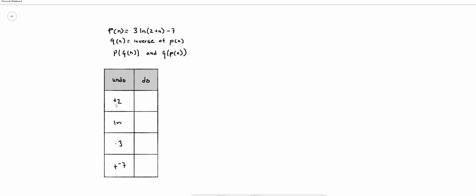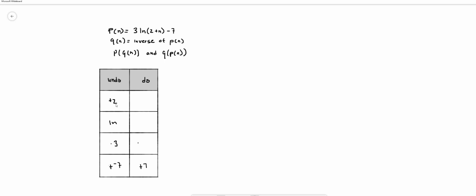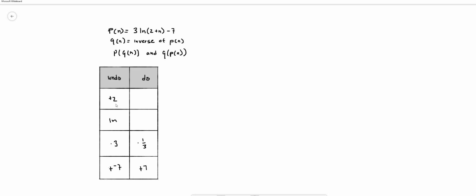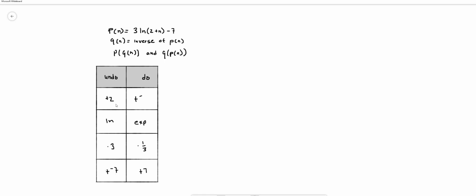Okay, so in reverse, we would want to use the additive inverse and add 7, use the multiplicative inverse and multiply by 1/3, and use the inverse of log, which is the exponential function, and we would want to add the additive inverse of negative 2. And now we just have to take n and do those things to it.